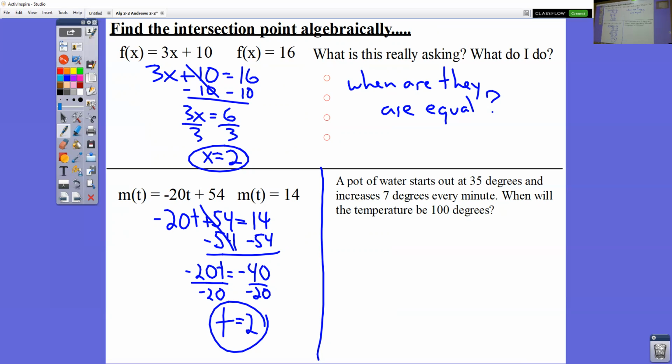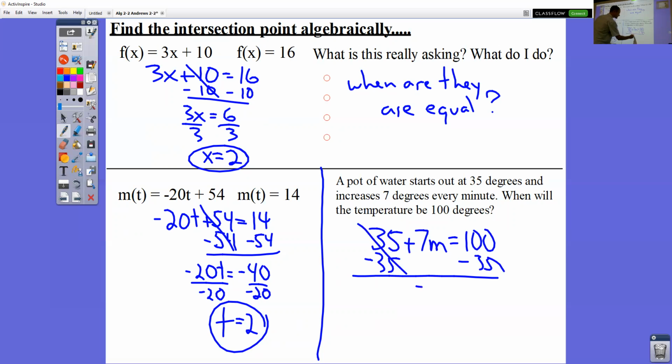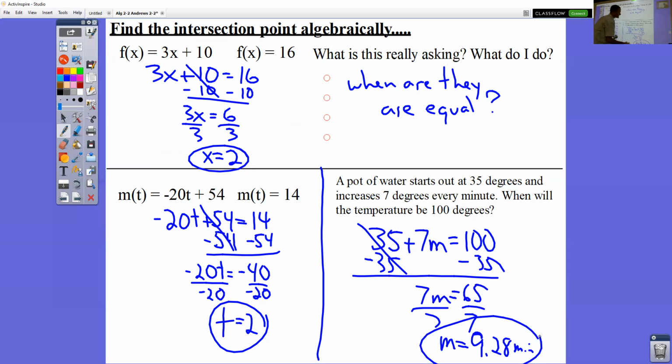Let's take a look at another word problem. A pot of water starts out at 35 degrees and increases 7 degrees every minute. When will the temperature be 100 degrees? So if it starts off at 35, increases 7 degrees every minute, so 7 times the number of minutes. When will it be exactly 100? You would set it equal to 100. And then we would solve that. Minus 35, minus 35. So 7m equals 65. Divide by 7, we would have approximately 9.28 minutes. That's approximately when it would be equal to each other.